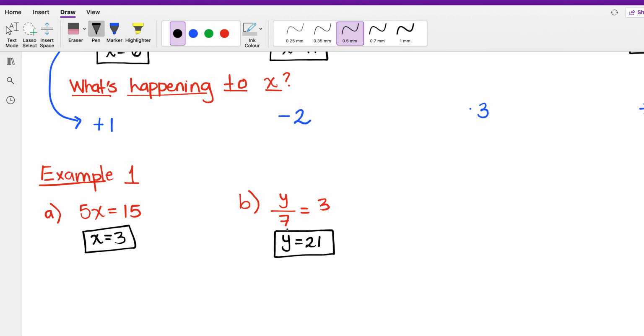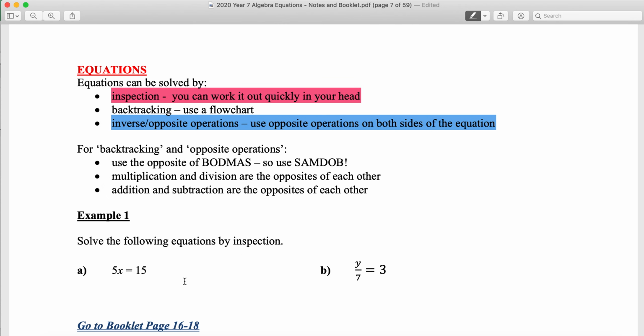Wonderful. Now, your note says, go to booklet pages 16 to 19 and work on those questions. Thank you, girls.